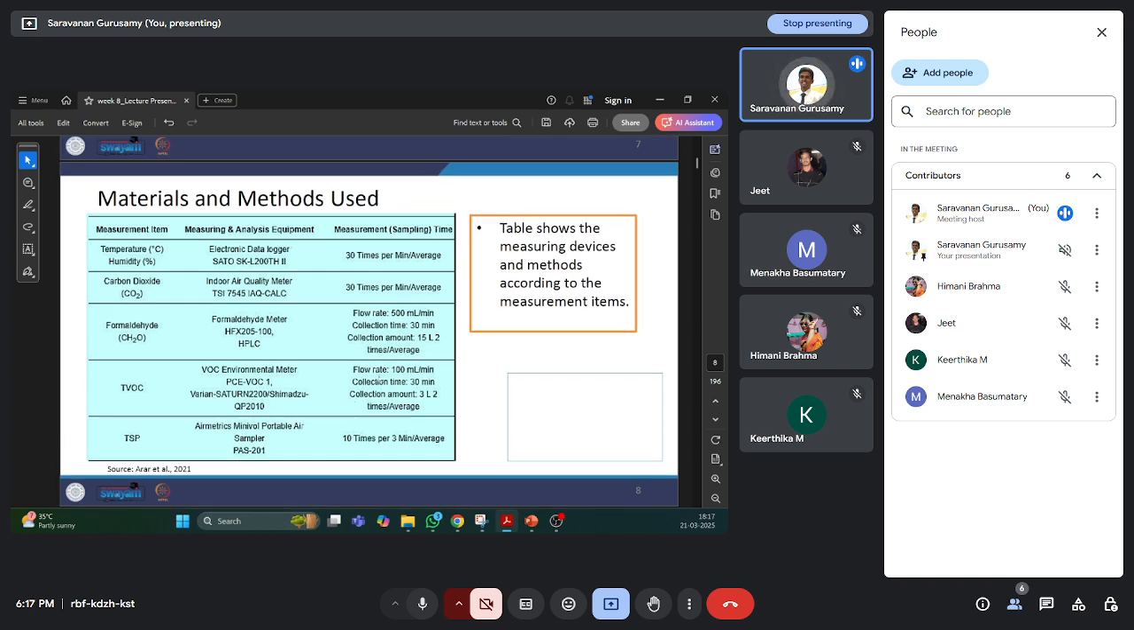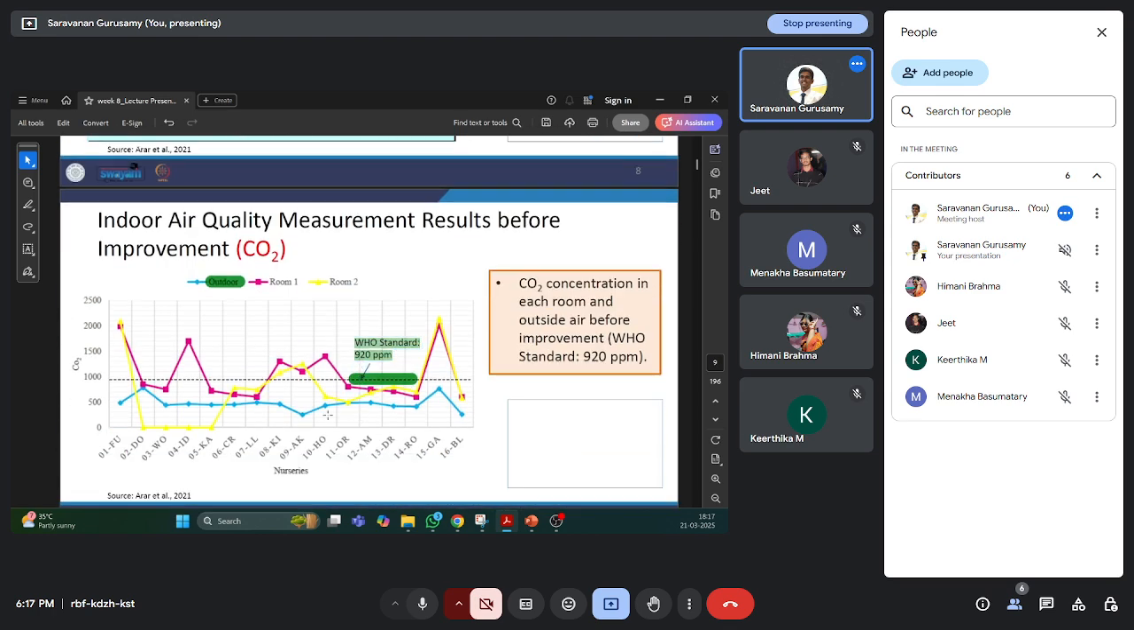And for measurement time, we also have an Indian standard code for measurement of air quality standards. You can see the result. It's based on outdoor, room 1 and room 2 data that they have compared here. Compared to the outdoor, the blue one, which is less than the limit given in the WHO standards. 920 is the limit for carbon dioxide, but all the outdoor air quality is lesser than that limit.